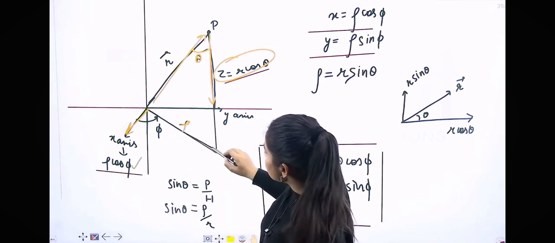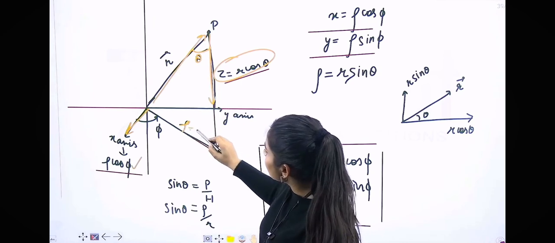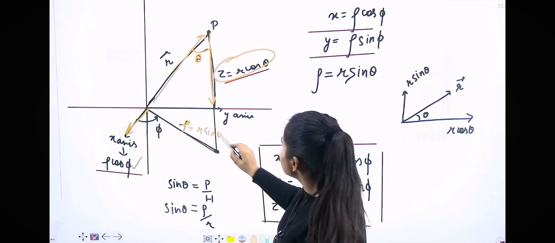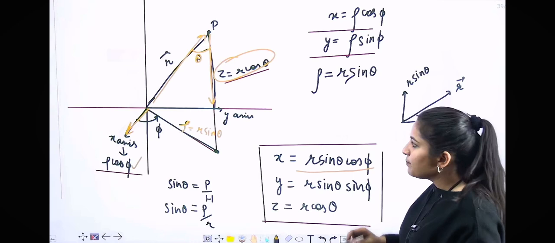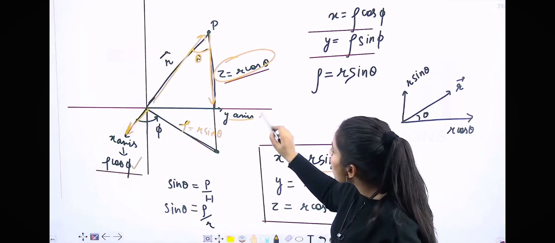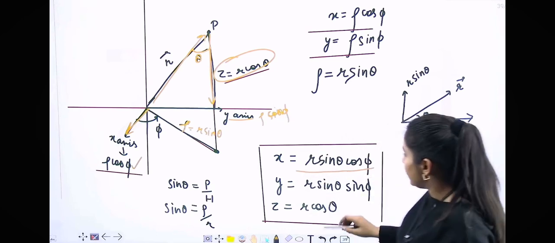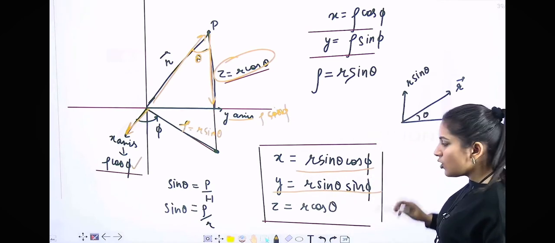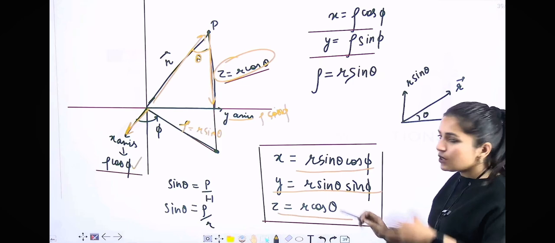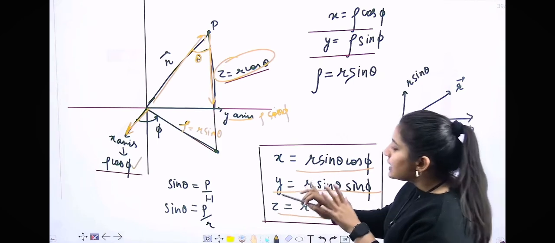Now this x is equal to this rho cos phi, and rho is nothing but r sin theta. So x is r sin theta cos phi. Similarly, this y is rho sin phi, so y is equal to r sin theta sin phi. Z is equal to r cos theta. Very easily you can do this.